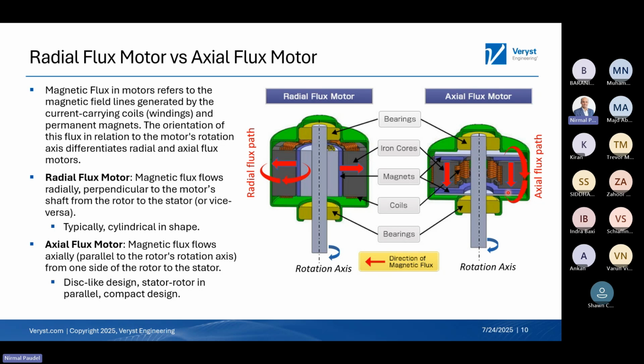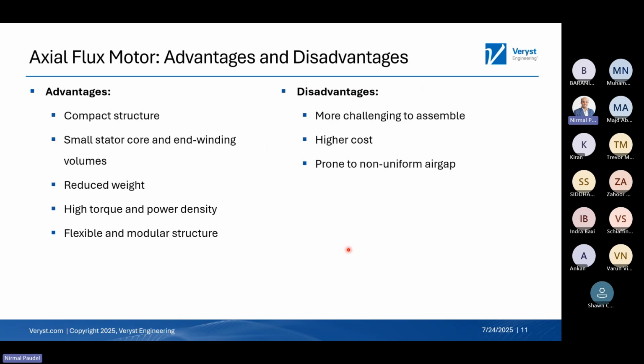which allows for compact, high torque solutions, often used where space and weight are critical, like in EVs or drones. Understanding this difference is crucial when choosing a motor topology for performance, packaging, or efficiency optimization. But today, let's look briefly into some of the advantages.